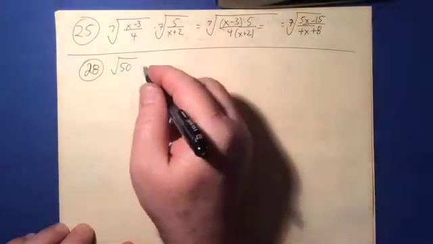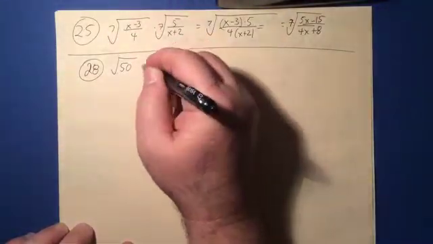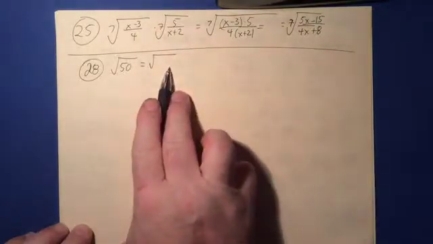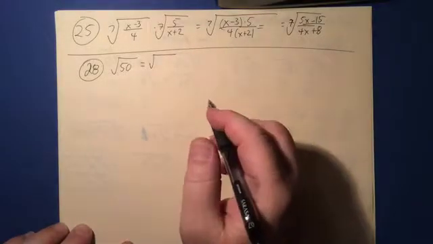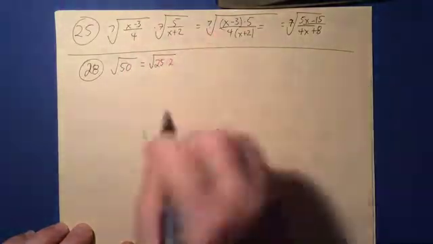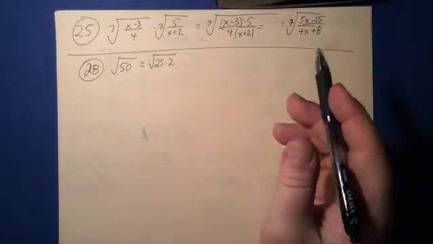So one technique is to go ahead and take 50, and what I'm going to do is break this down into two factors underneath here. One may recognize, well, hey, 50 is 25 times 2, and 25 is a perfect square.